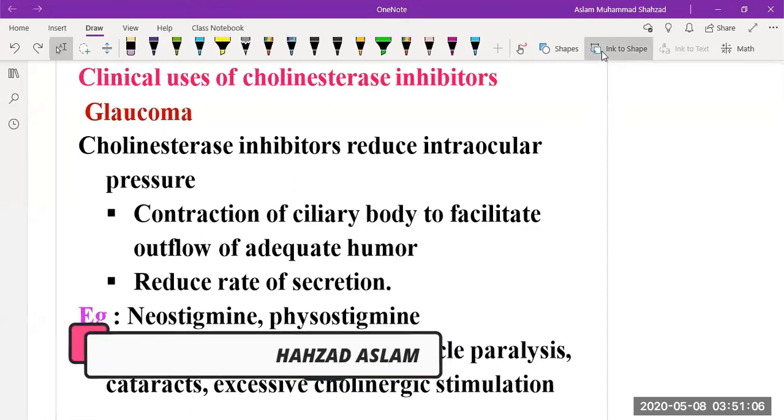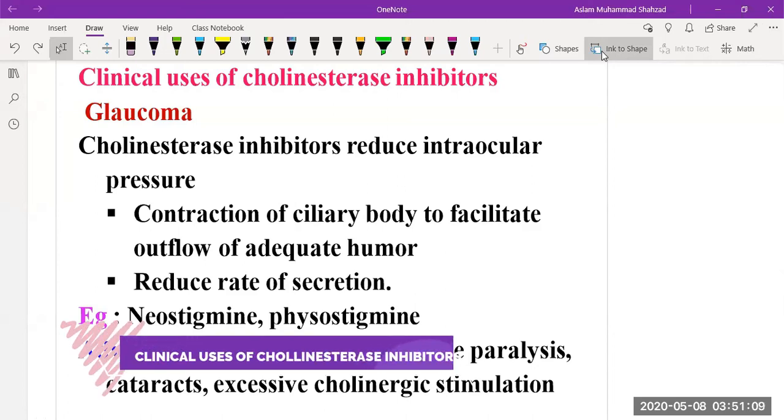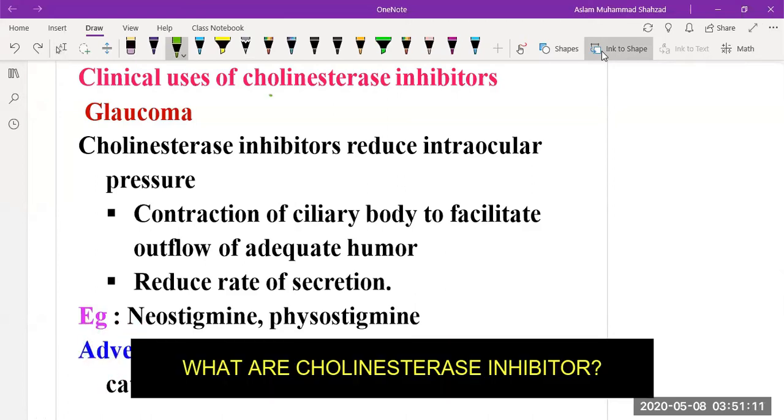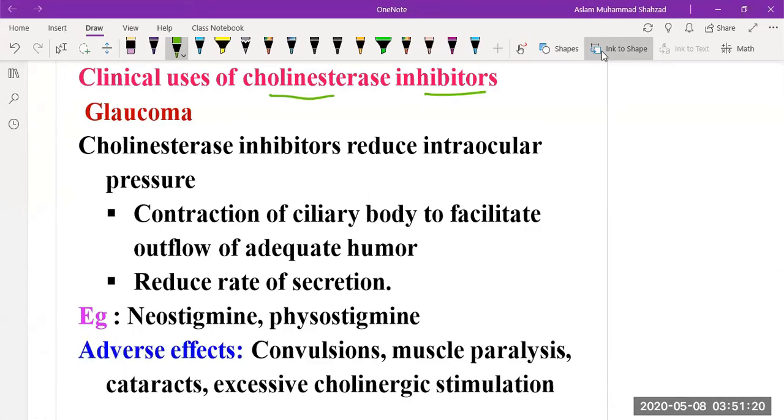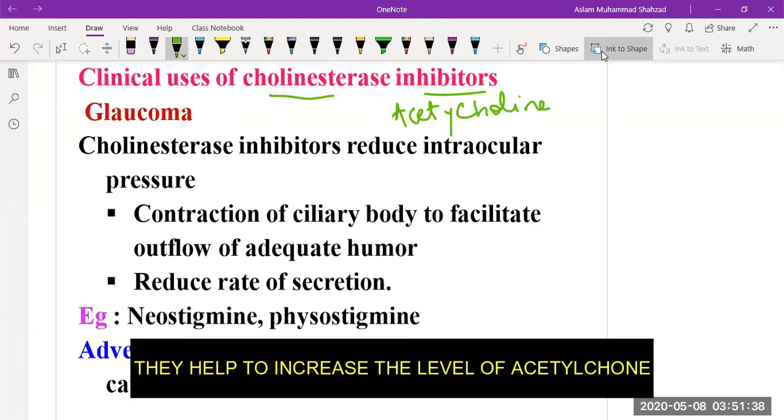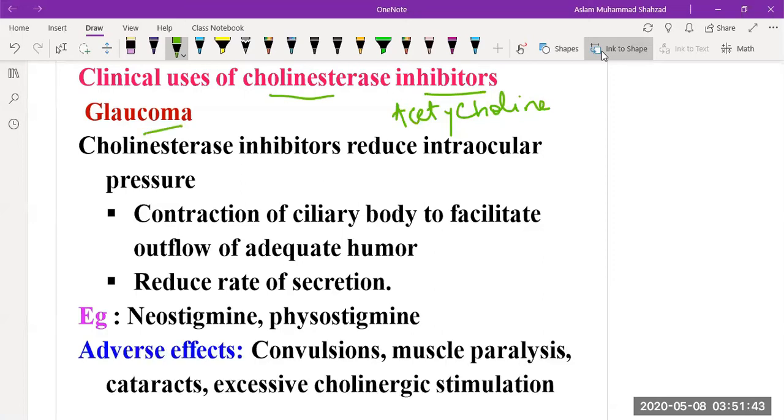Today we are going to discuss the clinical uses of cholinesterase inhibitors. So what are cholinesterase inhibitors? These are the classification of drugs that are responsible for inhibiting the breakdown of acetylcholine. So what will happen when they inhibit the breakdown of acetylcholine into acetyl and choline? It will help to increase the level of acetylcholine, and they are also used for the treatment of glaucoma, to reduce the intraocular pressure.